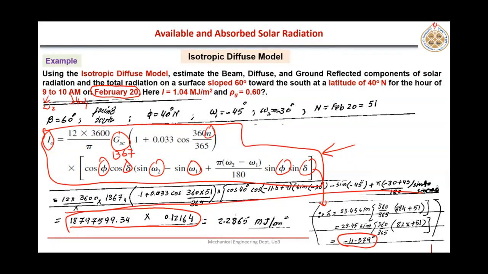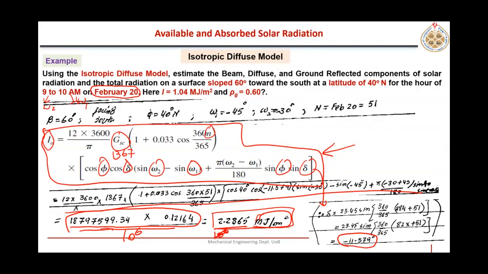It will be in joules per meter square, but it is written in megajoules by dividing by 10 to the power 6, otherwise the number is so big. So that's why this is in megajoules, 2.28 megajoules. So this is the answer, 2.2865.